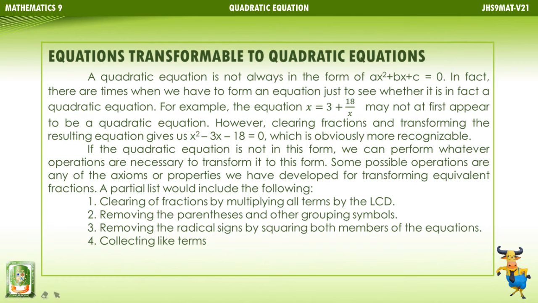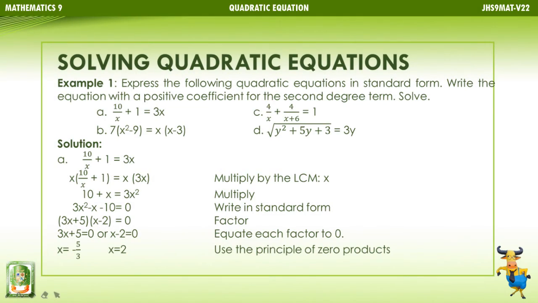If the quadratic equation is not in this form, we can perform whatever operations are necessary to transform it to this form. Some possible operations are any of the axioms or properties we have developed for transforming equivalent fractions. A partial list would include the following. 1. Clearing of fractions by multiplying all terms by the LCD. 2. Removing the parentheses and other grouping symbols. 3. Removing the radical signs by squaring both members of the equations. 4. Collecting like terms.